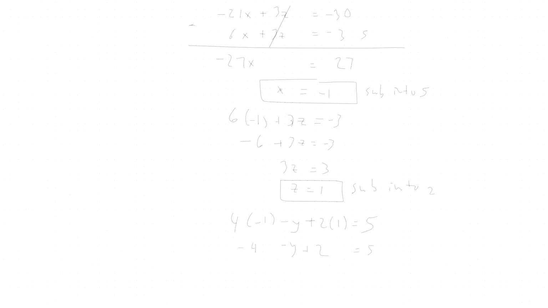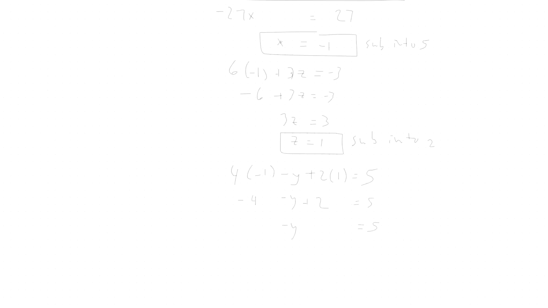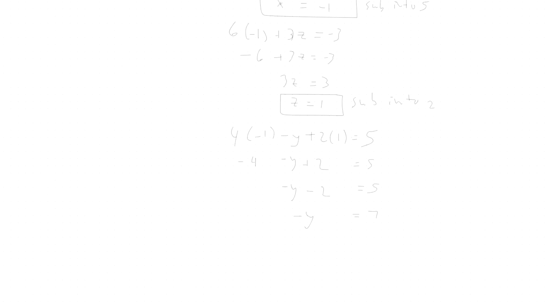So -4 minus y plus 2 equals 5. What's -4 plus 2? That's -2. Okay, so -y minus 2 equals 5. We're adding 2 to both sides. So -y equals 5 plus 2 is 7. So if -y equals 7, just flip the sign on both. Y equals -7. So there's your x, y, z: -1, -7, 1.